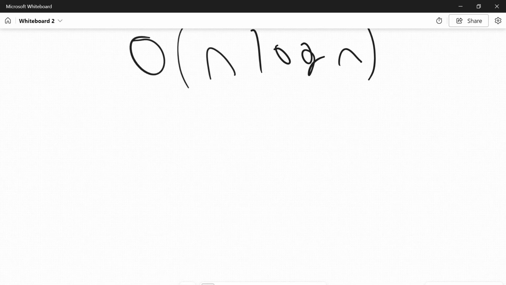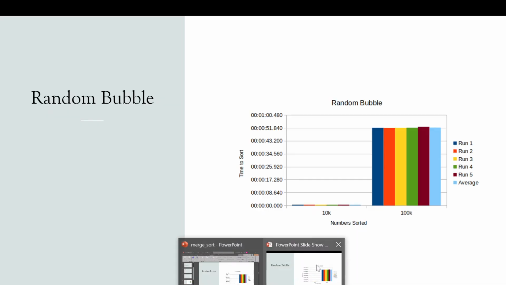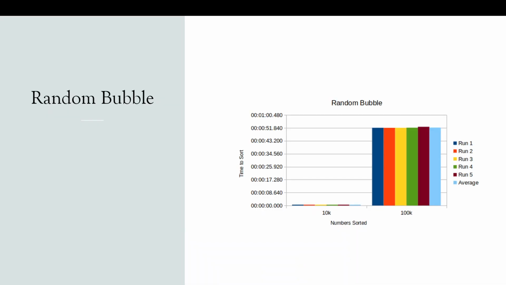Well, I ran a lot of tests. This is how I spent my Friday and Saturday of spring break. I ran a lot of tests. And so we started with a random bubble sort. So I first sorted 10,000 numbers randomly, using bubble sort.